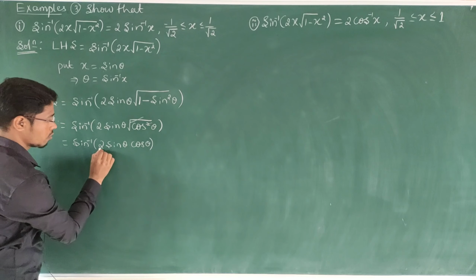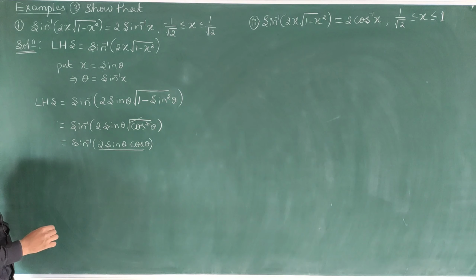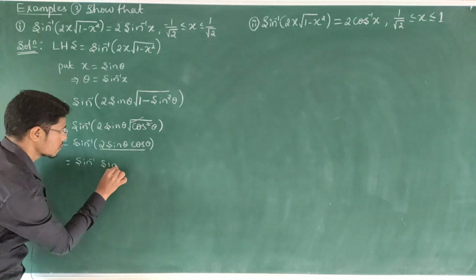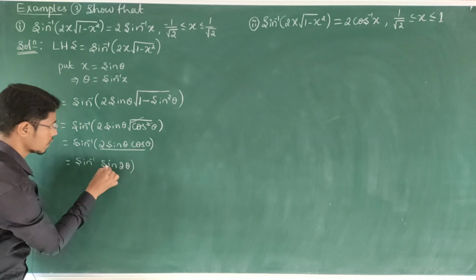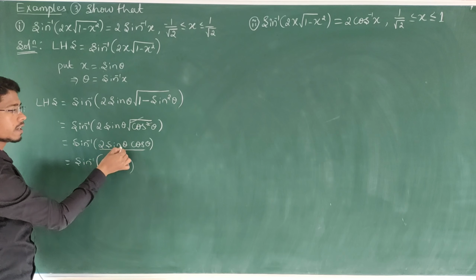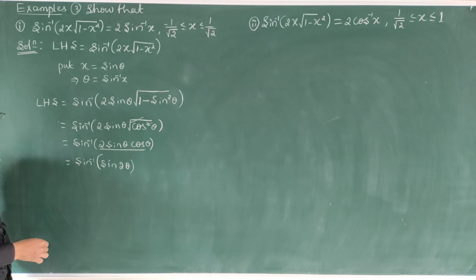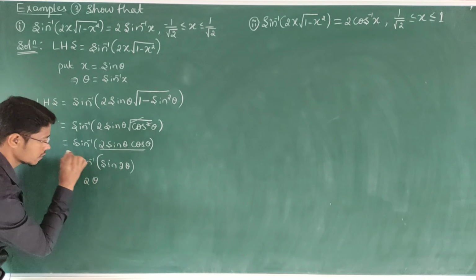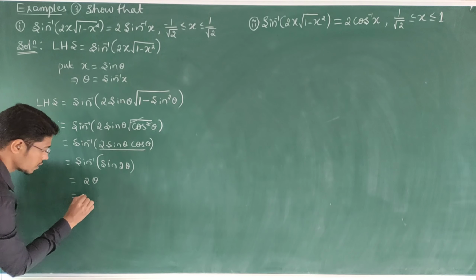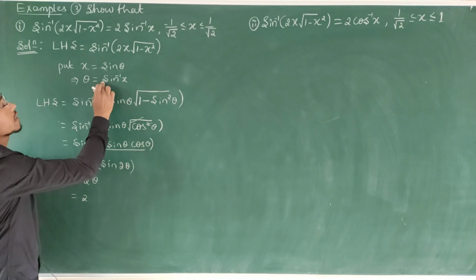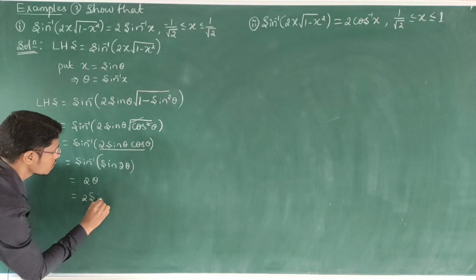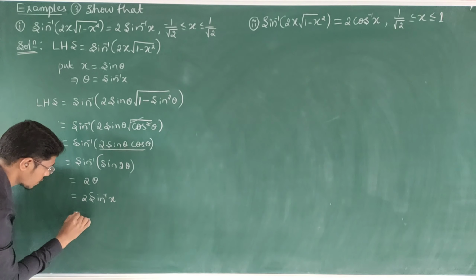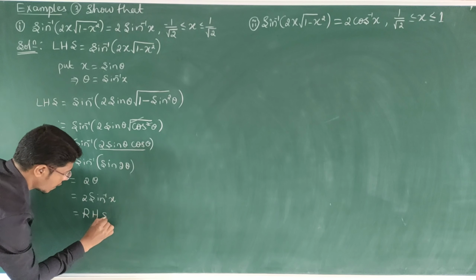So this formula we know, this is the formula of sine 2 theta. Sine inverse of sine 2 theta. Sine 2 theta is equal to 2 sine theta into cos theta. Here sine inverse and sine get cancelled. Remaining is 2 theta. So what is theta? Theta is sine inverse x. 2 sine inverse x. See, this is our required result. This is equal to the RHS.